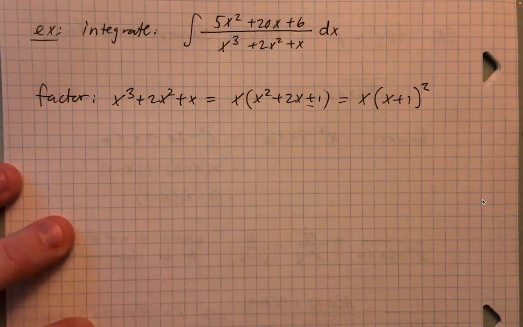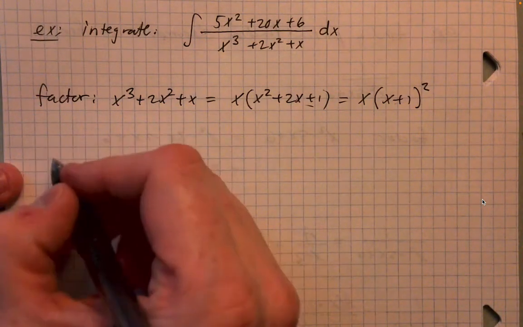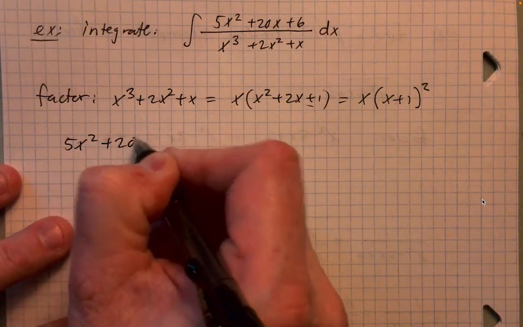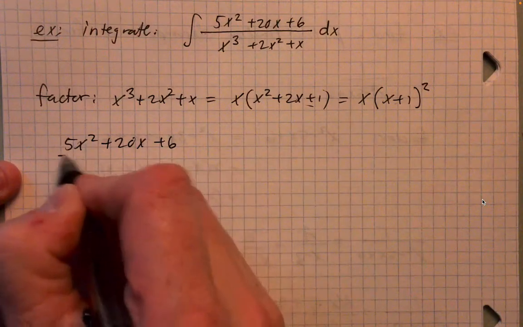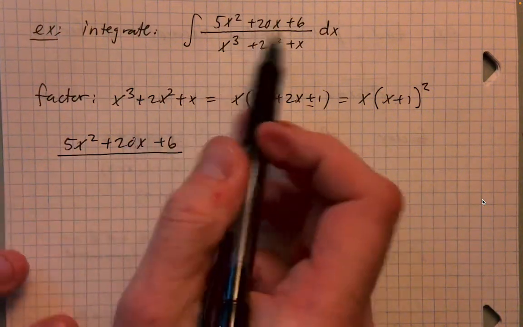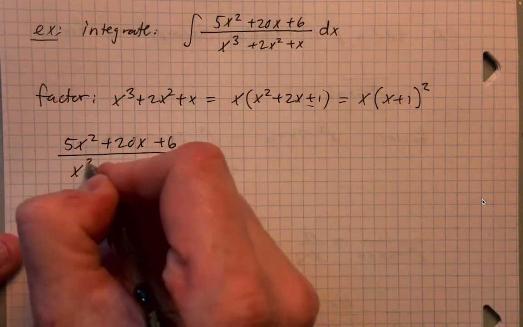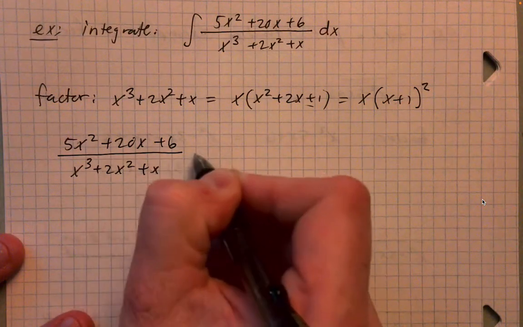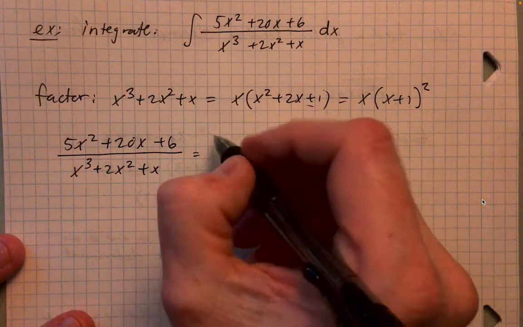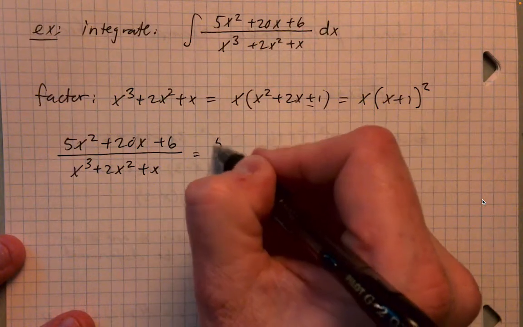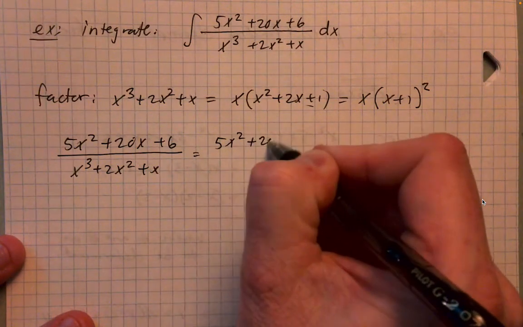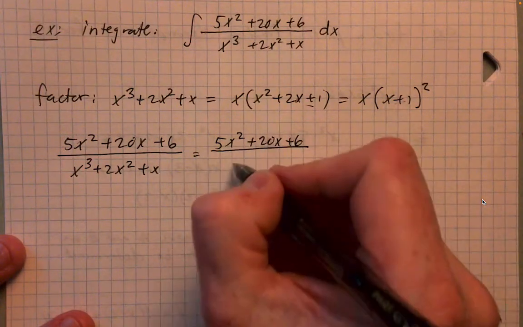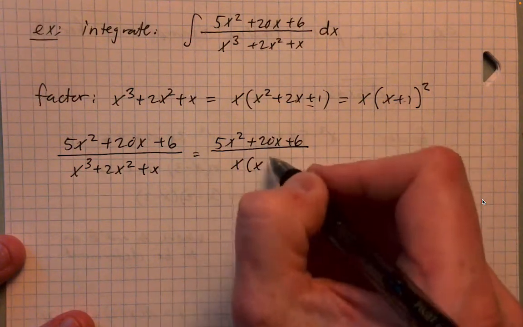We set up the equation, and so we have 5x squared plus 20x plus 6. You have to bring back the original rational function, the numerator and everything, divided by x cubed plus 2x squared plus x. And that's going to be equal to 5x squared plus 20x plus 6, again the same numerator, over this piece here.